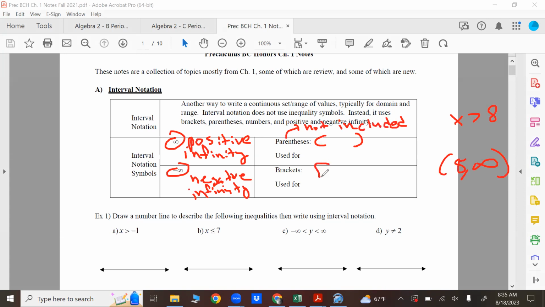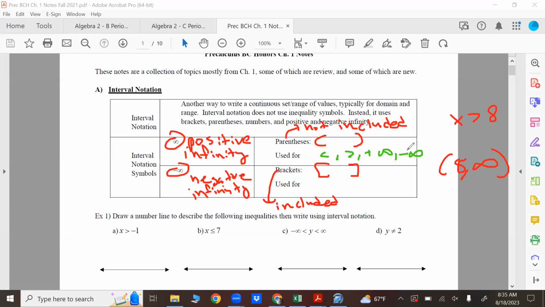The brackets are for when the number is included. Can all review. Obviously, when you have a less than, a greater than, a positive infinity, a negative infinity, you're going to use the parentheses. How come we don't do a bracket for infinity though? Because what is infinity, right? I mean, do we know what that number is? No. It's this abstract idea of a number that just keeps getting larger and larger and larger, right?